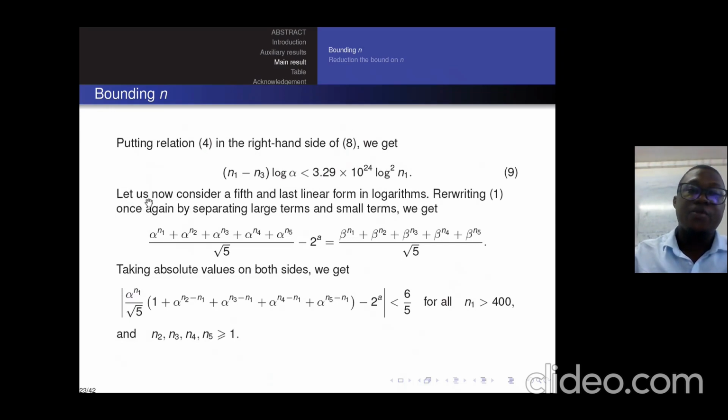We will now consider the fifth and last theorem, and the last linear form in logarithms. We omit the case of the third and the fourth linear forms in logarithms because they are done similarly. The procedure is the same, so we omit them and just find the last linear form in logarithms. Rewriting equation 1 once again by separating large terms and small terms, we will get this equality. When we take the absolute value on both sides, we will get this relation.